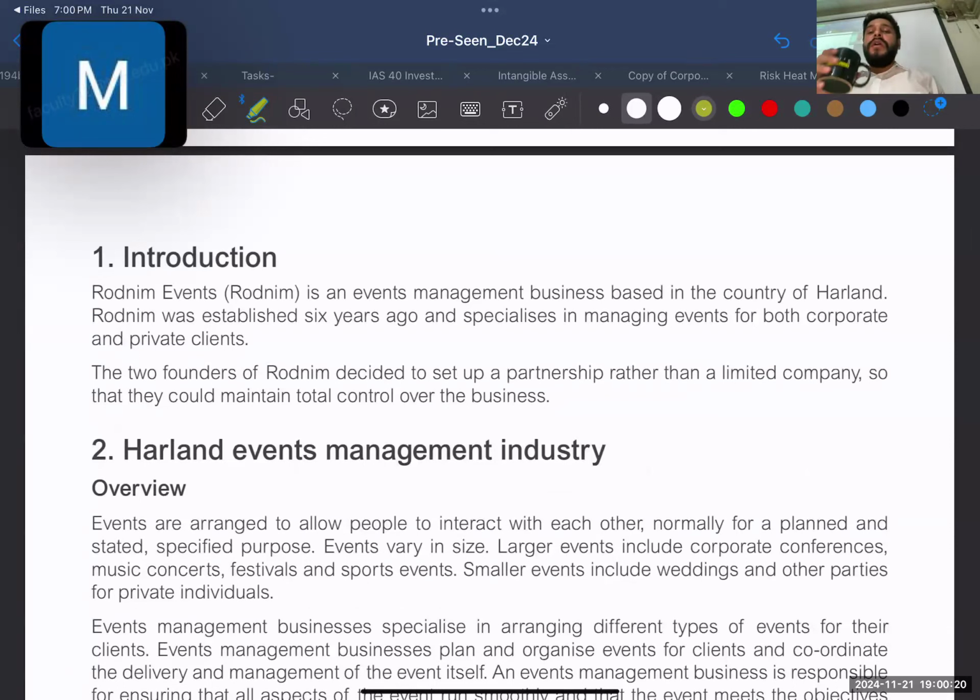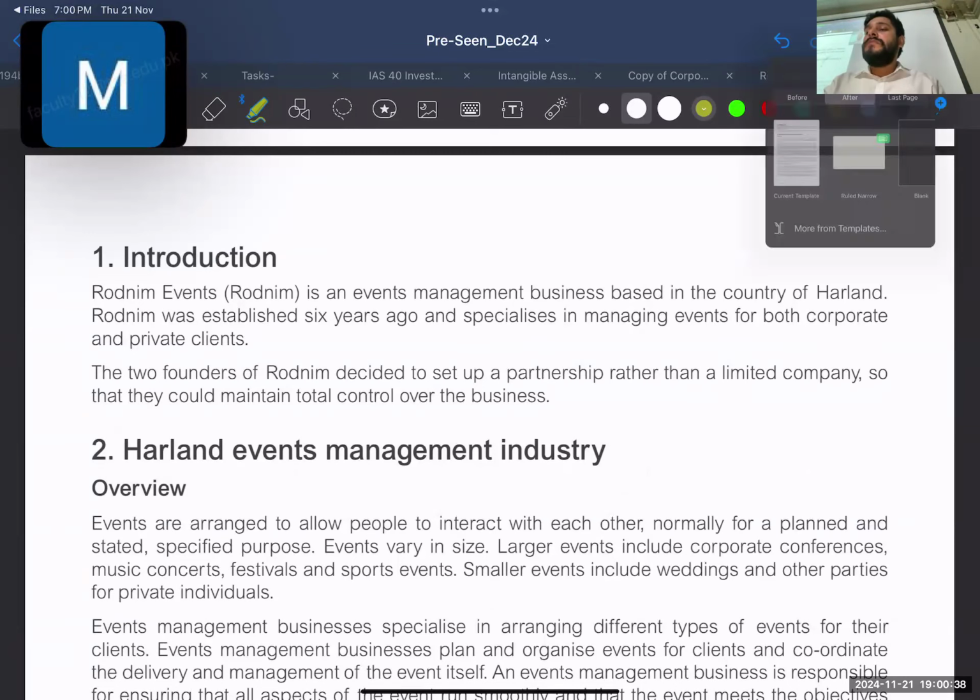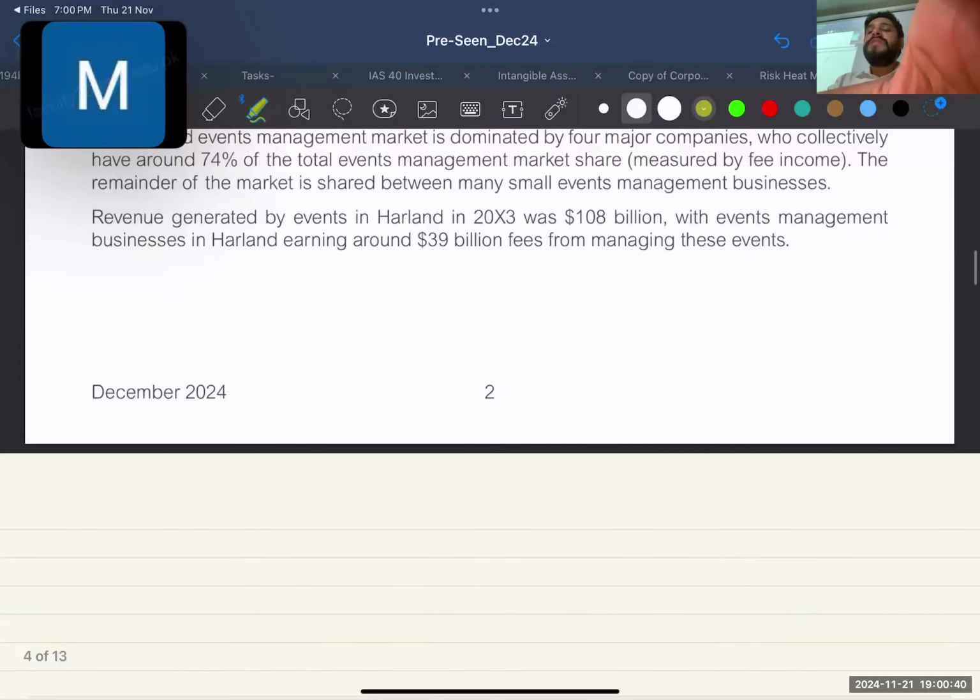Let's see. Rodnim Events is an event management business based in the country of Ireland. Rodnim was established 6 years ago. So this is important information. Why? It's not very old. It's a new emerging company. And remember, this is an event management company.